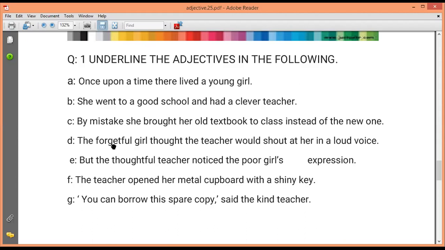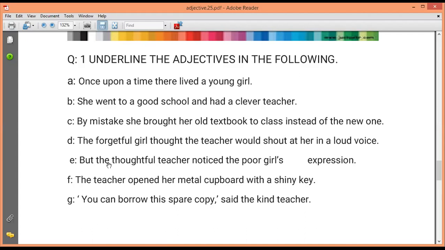Girl, this word is used to describe the girl, forgetful girl. Forgetful is an adjective. Underline the adjective by using a scale. And just underline an adjective. Don't underline the noun. Just you have to underline the adjectives. In a loud voice. Loud is an adjective over here.